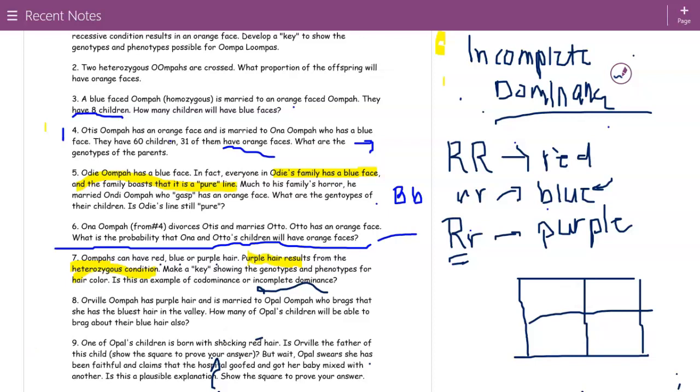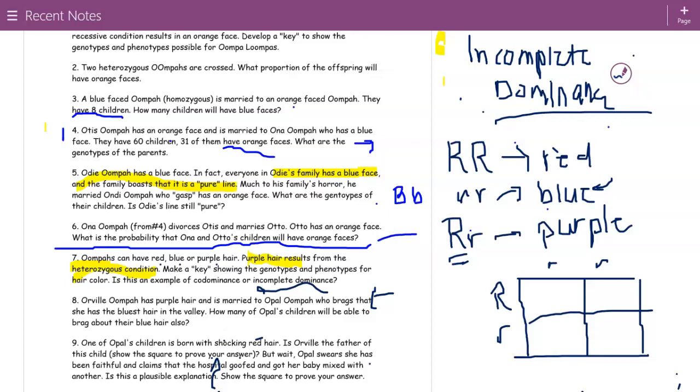Okay, so who are we working with? We got Opal. Opal has the bluest blue of the blue hair. Okay, so she's RR. Orville has purple hair, so he can only be this. I shouldn't have even erased that.